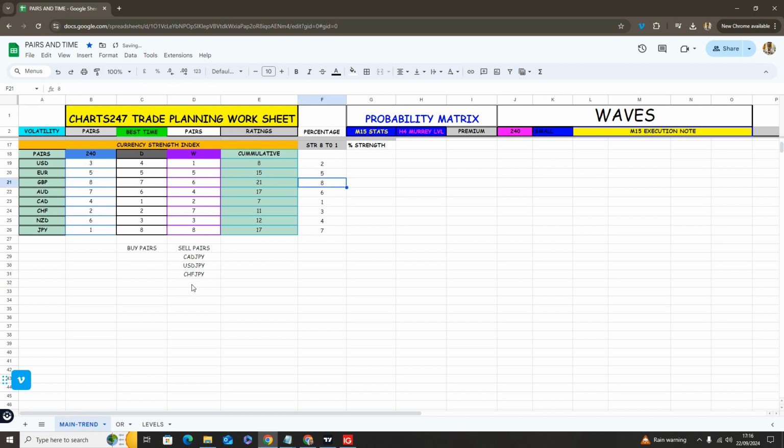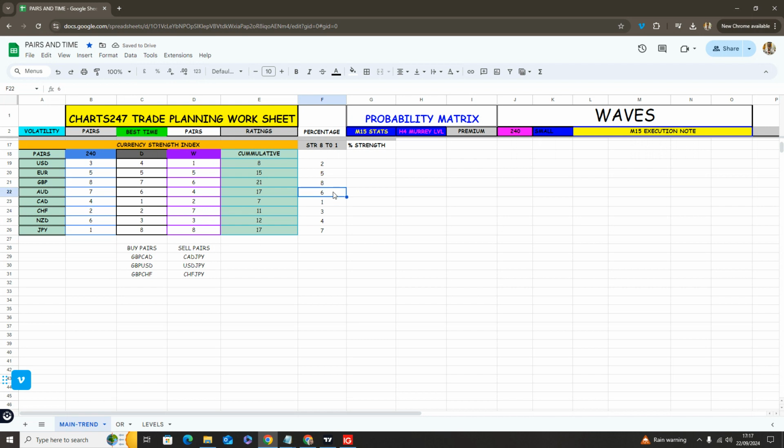pound. So we can say pound CAD, GBPCAD. Then the pound US dollar, GBPUSD, the pound Swiss, GBPCHF. Those are using the first 2 strong pairs and the first 2 weak pairs basically, and the third one is the Swiss franc.